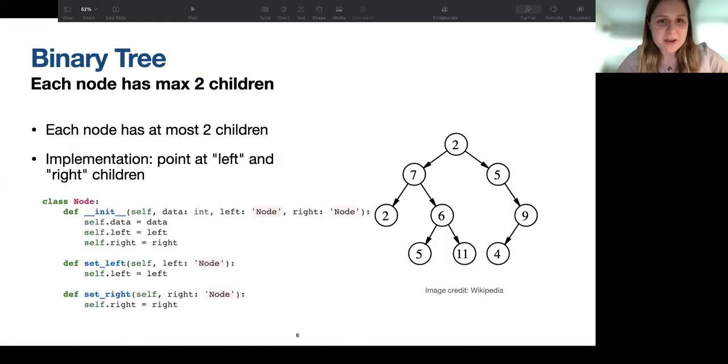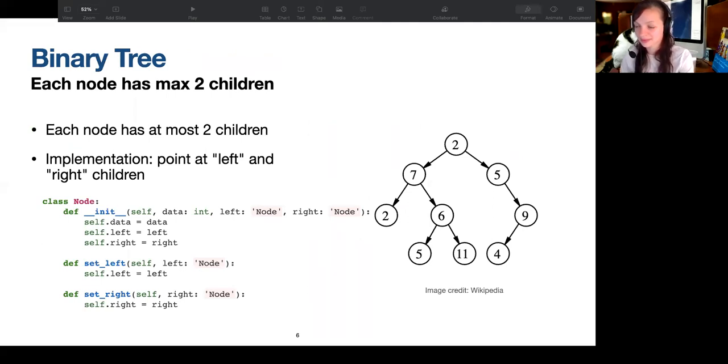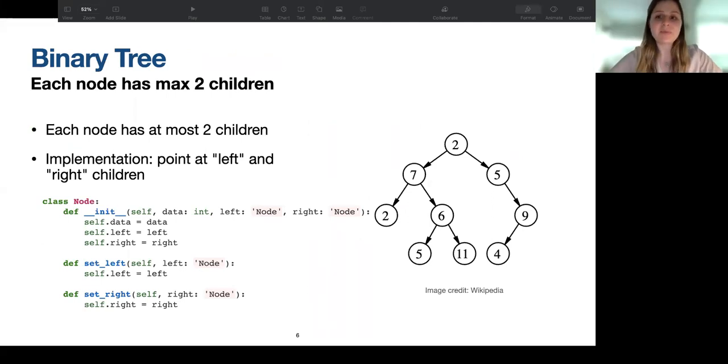Cool. Okay, moving on. I want to chat about a special kind of tree. And this is called a binary tree. And really the rule for the binary tree is very simple. It is a tree where each node can have only up to 2 children, but never more than 2 children. So you can see an example on the right side. You can see that 6, for example, has pointers to 5 and 11, and there are no more nodes that it can point at.